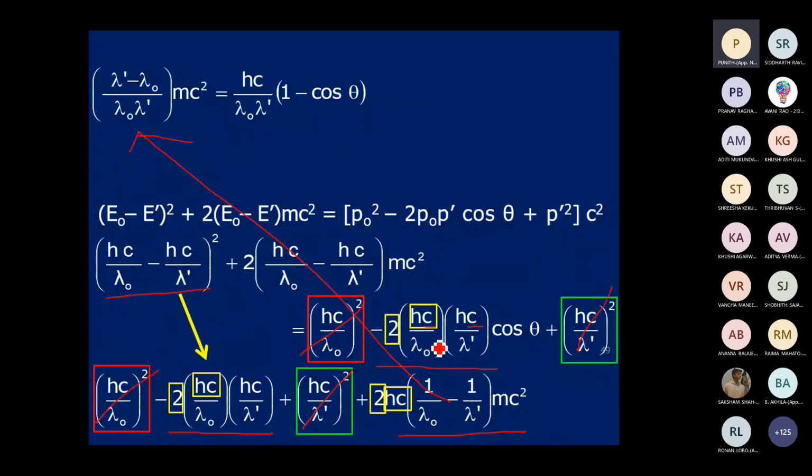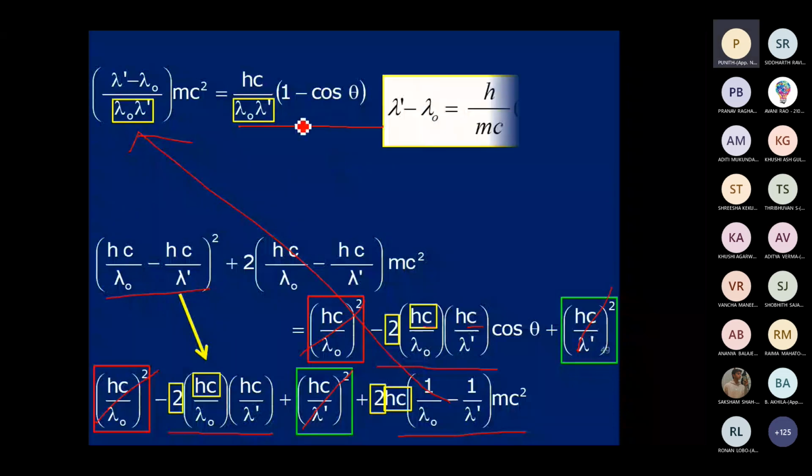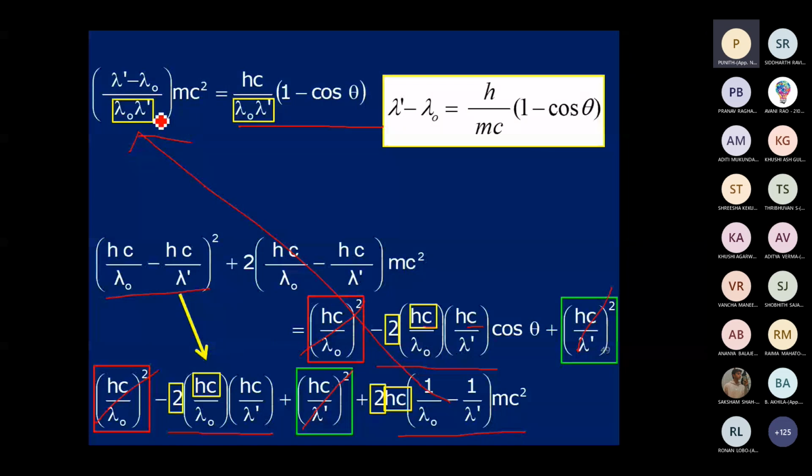So shift it to the other side, it will become 1 minus cos theta. So you have hc by lambda naught lambda dash into 1 minus cos theta. So lambda naught lambda dash again get cancelled. So what you get is lambda dash minus lambda naught is equal to hc by mc into 1 minus cos theta.